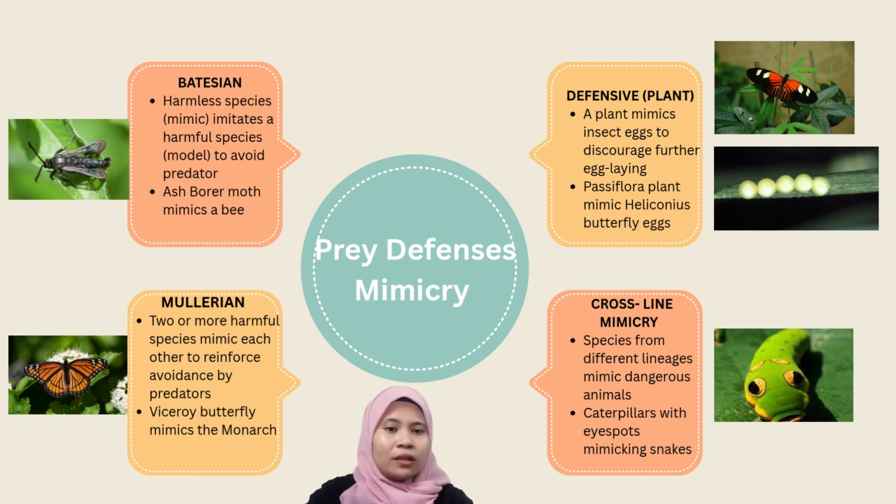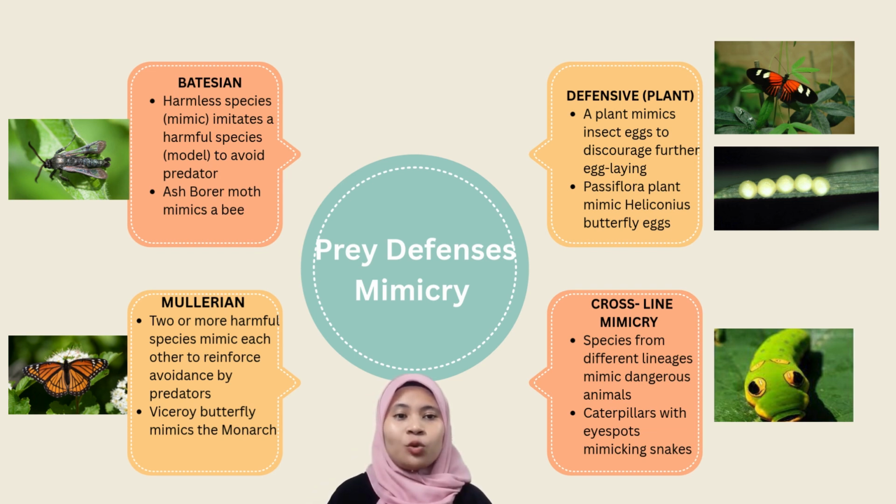Predators avoid anything that looks like them, even the harmless moth. This only works if harmful models are more common than mimics. If there are too many mimics, predators might stop believing the warning.